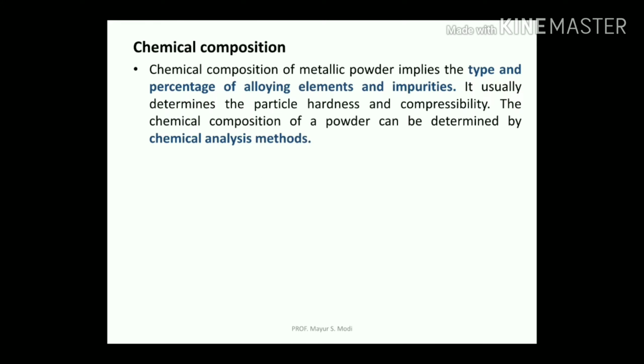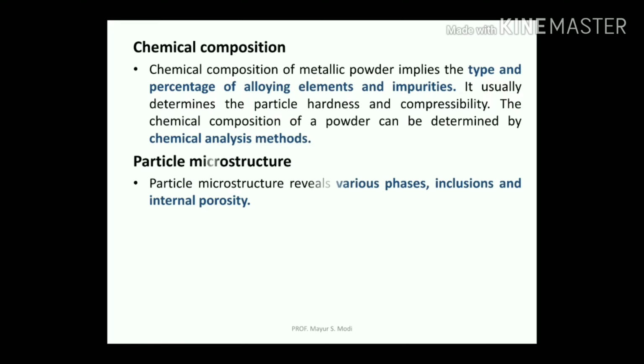Chemical compositions. Chemical composition of the metallic powder implies the type and the percentage of the alloying elements and impurities. Basically that depends upon the required property of the materials, and it usually determines the particle hardness and compressibility. The chemical composition of the powder can be determined by chemical analysis methods.